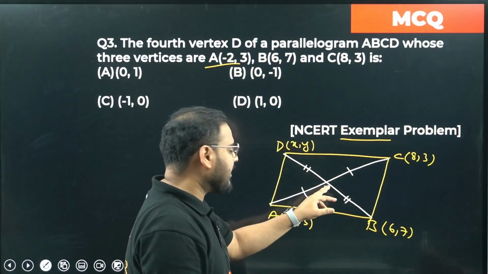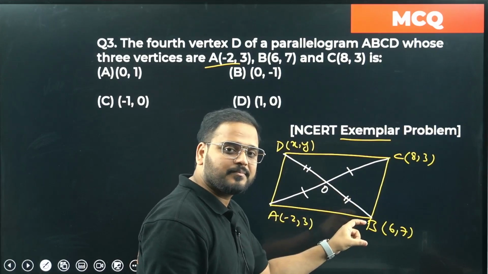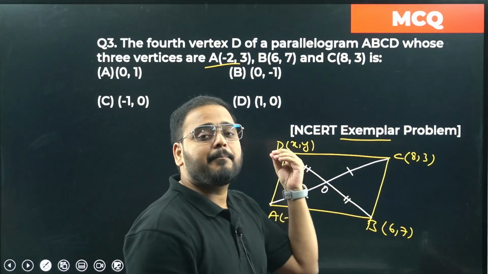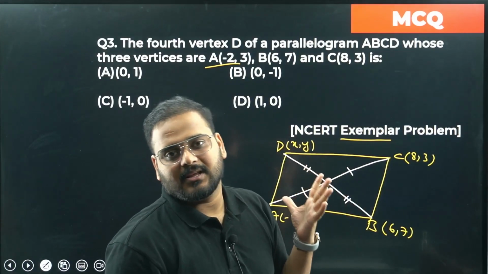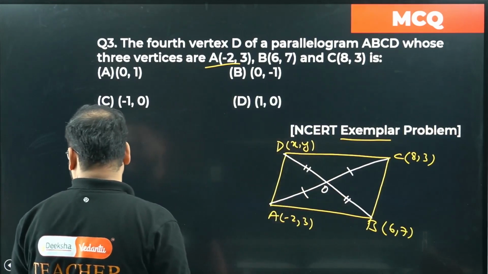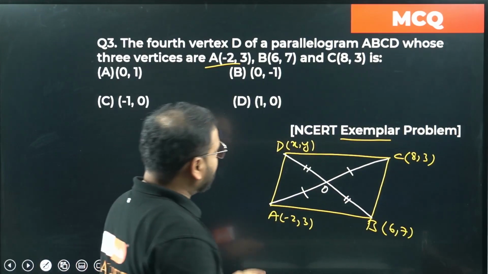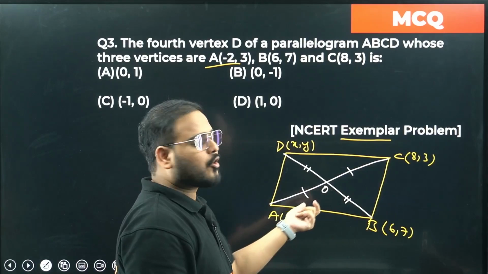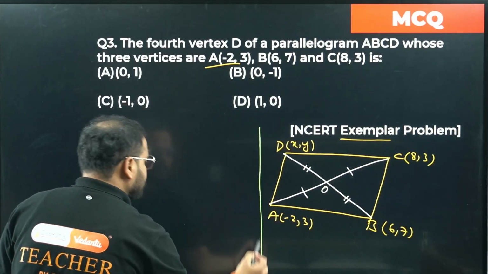But O can be midpoint, right, for AC and BD as well. So that's why they're saying that it bisects each other. This is clear? Okay, great, sir. Now if you see here, I know A and C. Can I find the coordinate of O? Of course I can, sir.